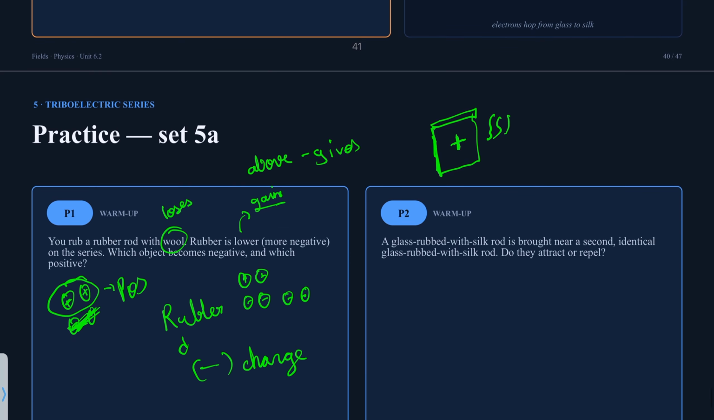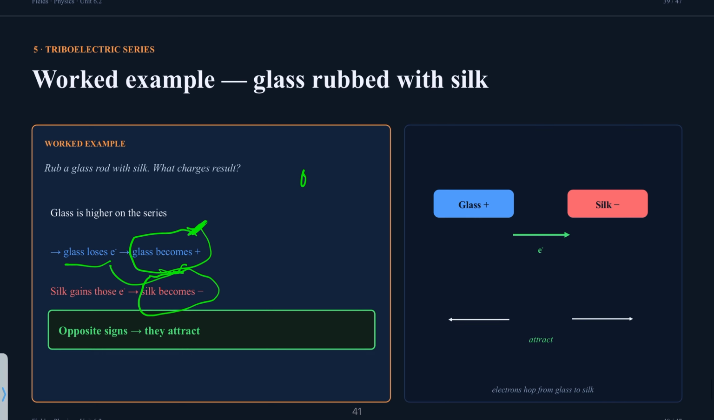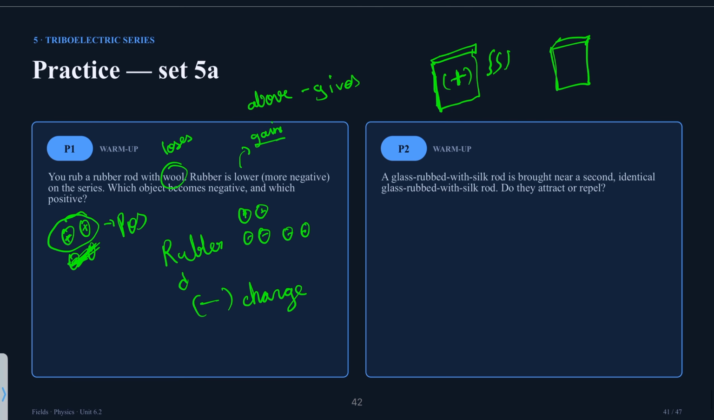So this glass gains a positive charge because it's most likely to lose electrons, and I just showed you over here. Then if it's brought near another glass rubbed with silk, which is also positively charged, they're going to repel. So triboelectric is not always about attracting. Sometimes in these scenarios, they could also be repelling. So they repel.